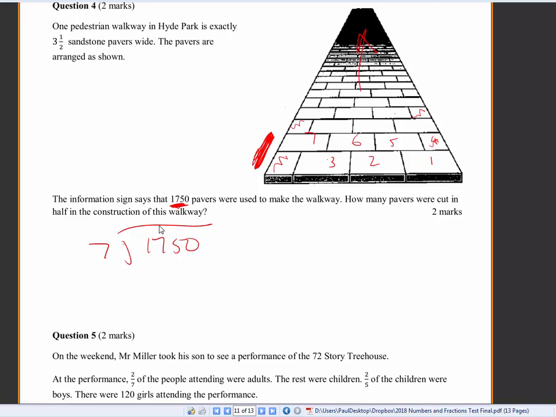So 7 into 17 goes 2 times, remainder 3, 7 5s are 35, 0. So there's 250 lots of 2 rows that make the 1750 pavers. Now, we just said before that for every 2 rows, 1 brick gets cut in half. And so therefore, 250 bricks were cut in half.